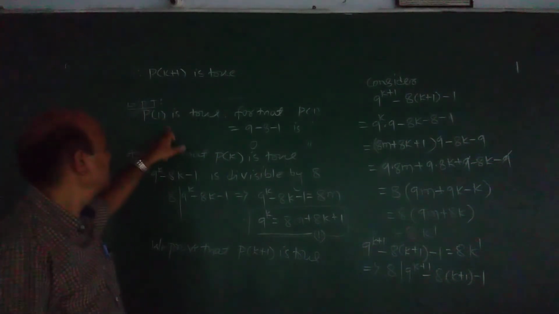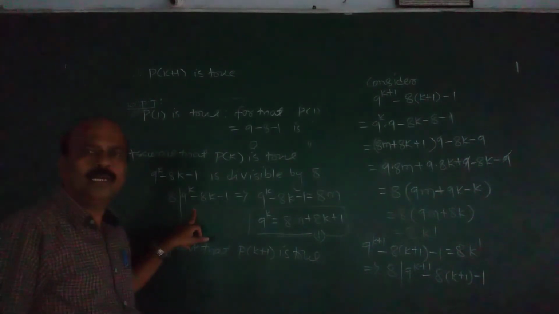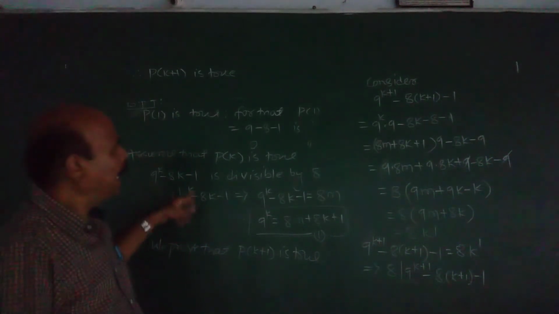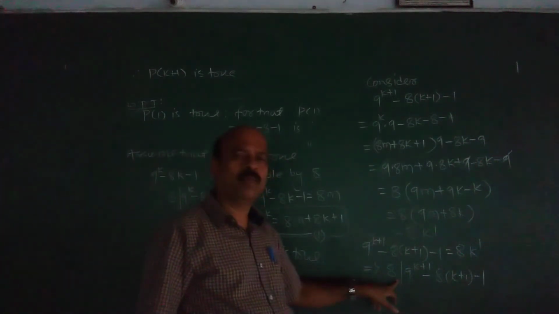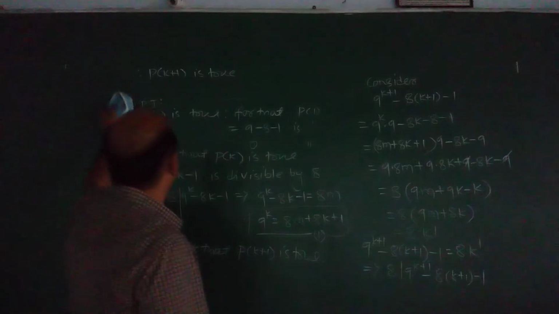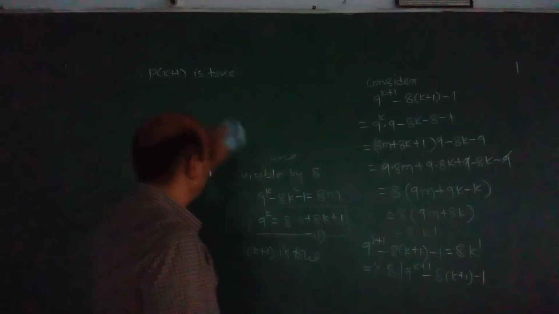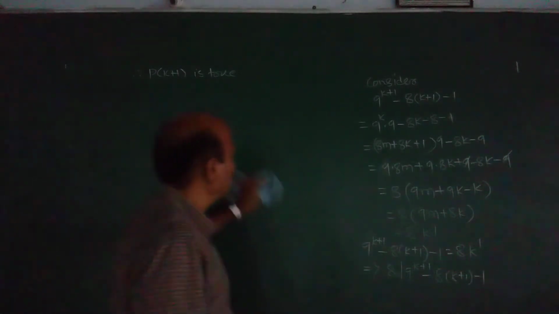See the three steps. First, we have proved that P of 1 is true. Assume that P of k is true. After assuming P of k is true, we have proved that P of k plus 1 is true. So, the result is true for every positive integer n.